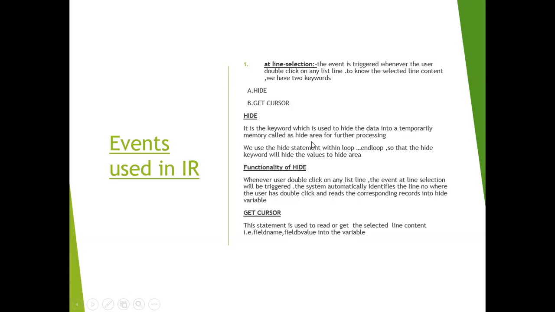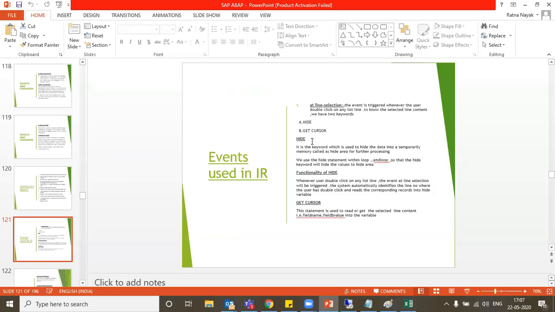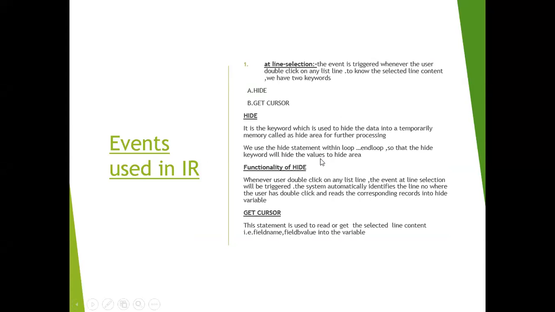Use the hide statement within the loop and endloop. Always remember that we cannot use hide explicitly anywhere; you have to use it within the loop, because each and every time the total table gets looped. Suppose you selected the first line, and that line has some marks. That value will get stored in a particular memory. Always remember that the hide statement will be utilized in a loop and endloop.